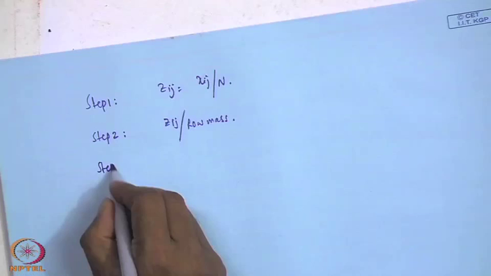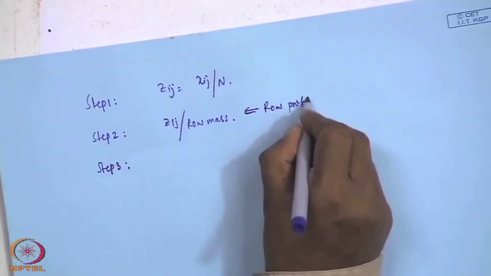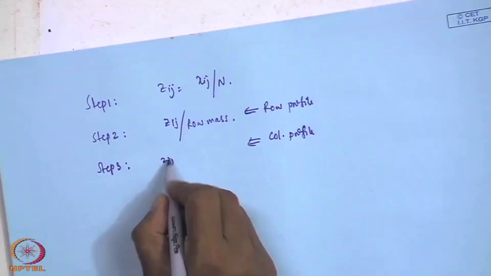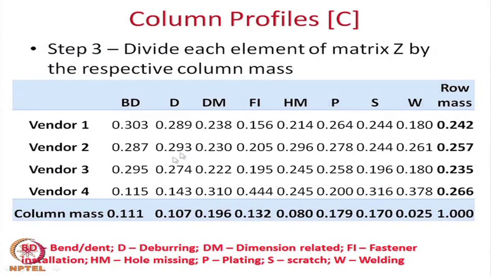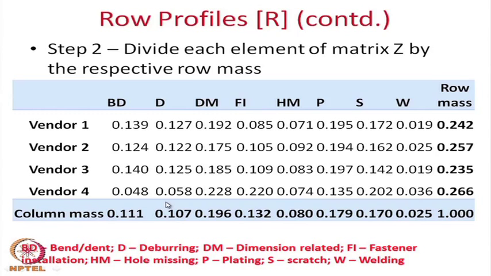Step 3, we want to find out, this is the row profile you got in the second stage. In the third stage, you want to know the column profile. What will you do again? You will divide Z_ij by column mass. So, divide each element of the correspondence matrix Z by the respective column mass. This is my original correspondence matrix Z, 0.034 is divided by 0.111, which gives here 0.303, similarly 0.287 like this.